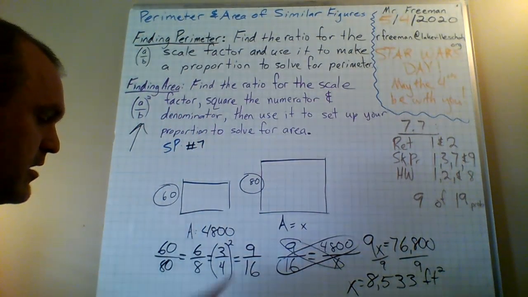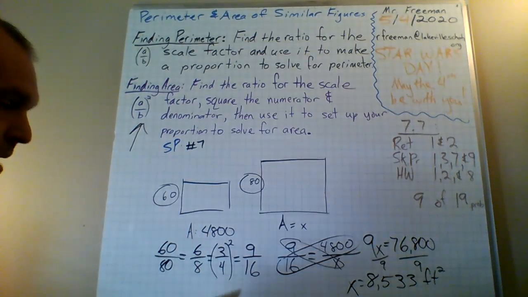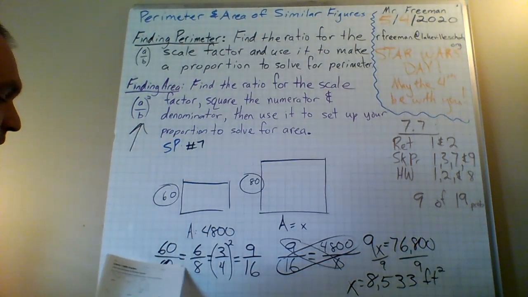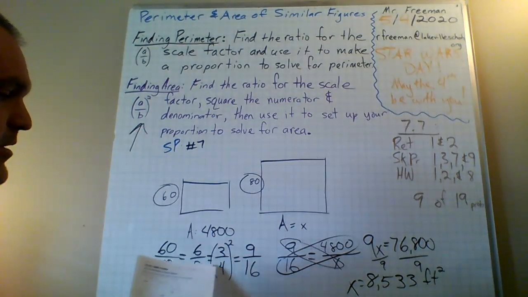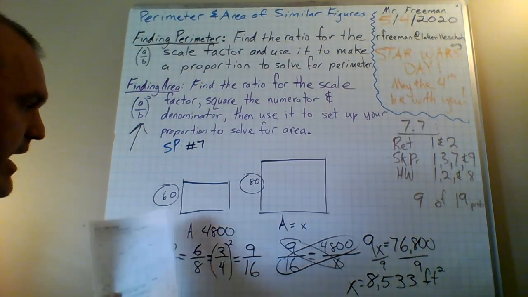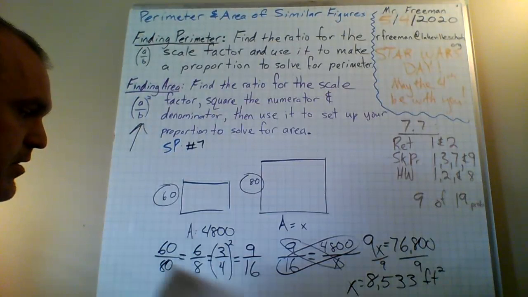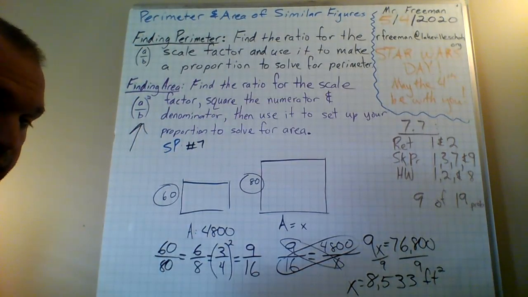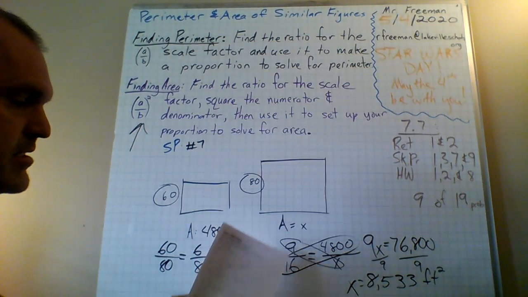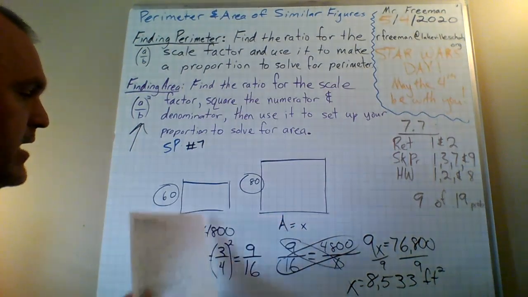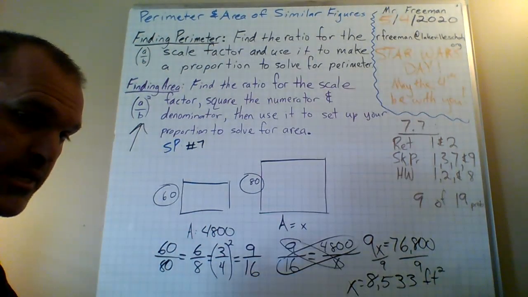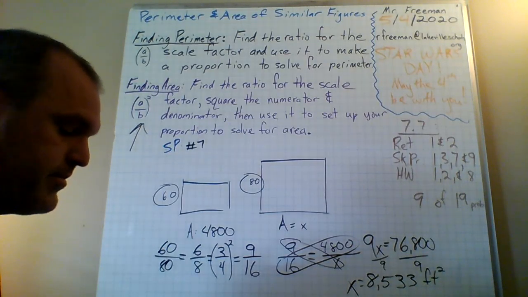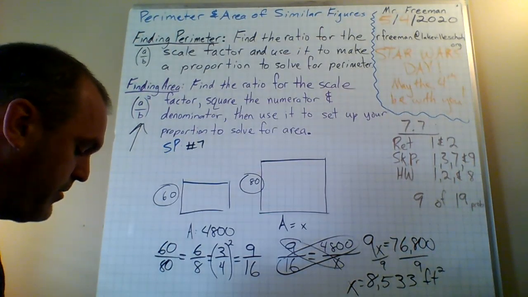Okay, just a quick rundown of this guy. We had to find the scale factor is 3 to 4, because 60/80 reduces to 3/4. To do area, they make a square 3 to 4, so it's actually 9 to 16. I use the 9 to 16 is to the 4,800 to the larger figure, and when I cross multiply, I get 8,533. Roughly. That was a decimal, remember.